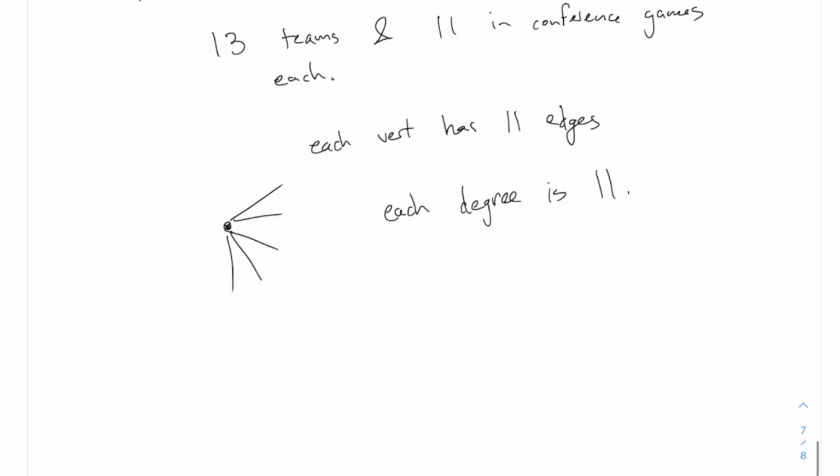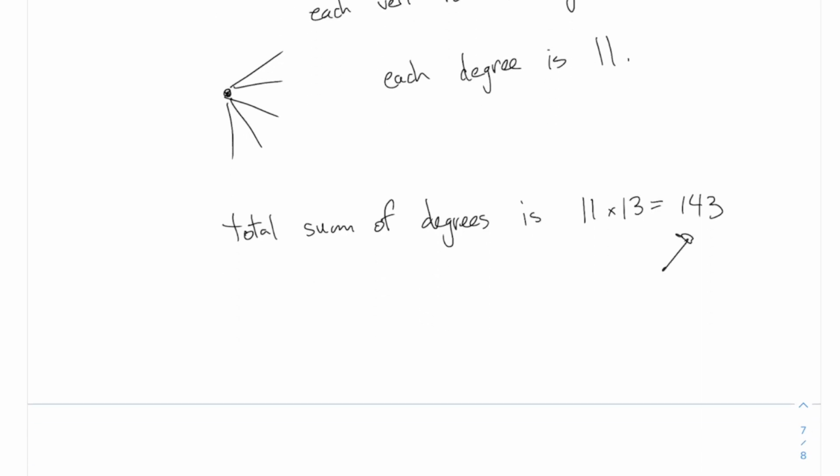And that means if you add up all the degrees, the sum of the total degrees would be 11 plus 11 plus 11, 13 times. So the total sum of degrees is 11 times 13, right? There are 13 teams, and each one is degree 11. So this is 11 times 13, which is 143. And that is an odd number. This is impossible. Euler's theorem says that the sum of the degrees is always 2 times the number of edges. And in particular, it must be even. It's not allowed for the sum of degrees to be odd. So this is odd, which is impossible.